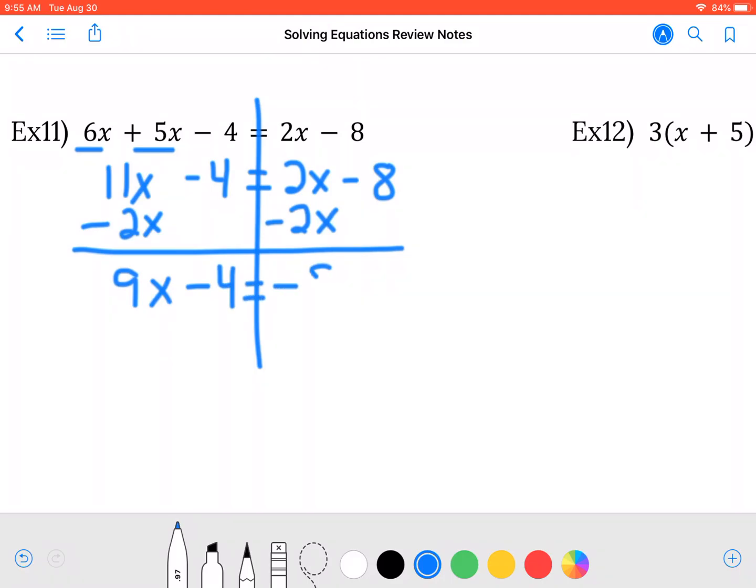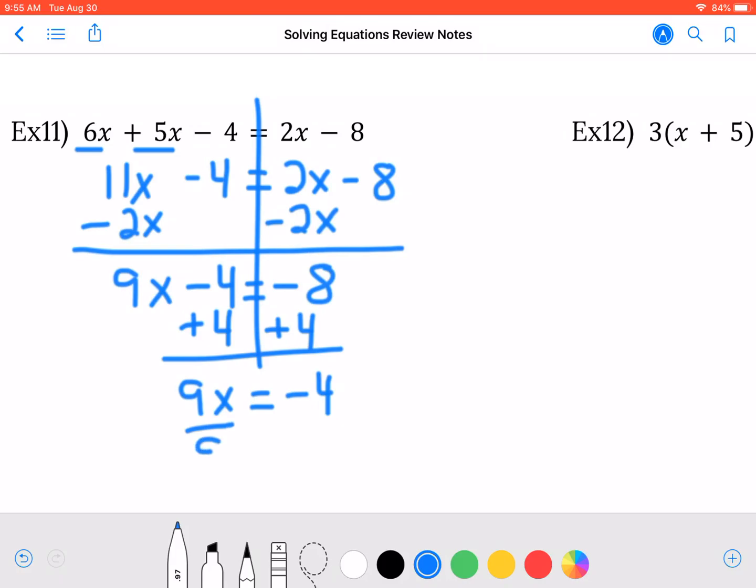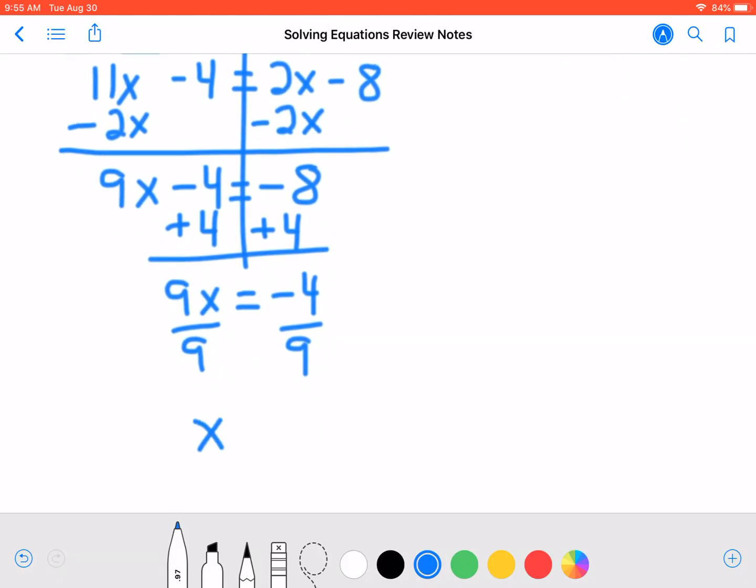Now I'm going to add 4. And lastly, divide by 9. So 4/9 cannot be simplified at all. There's nothing that goes into both of those. So I'm just leaving the answer just like that. x equals negative 4/9.